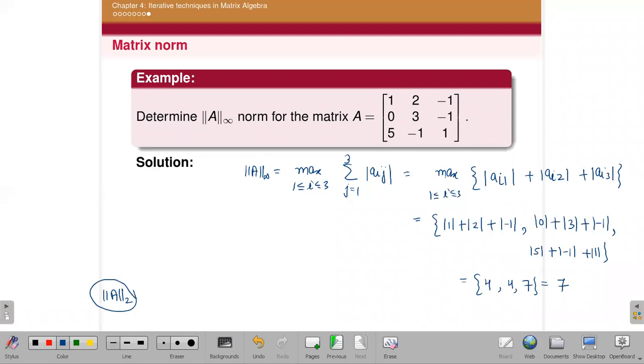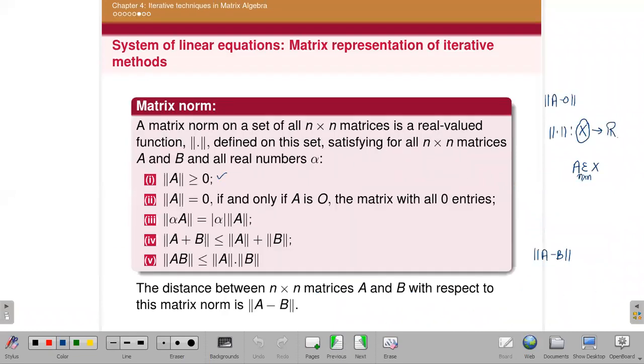A2 norm. Can you go to the last-to-last slide? Yes, this one. Yes, ma'am. Can I go to the next slide also? Yes. Just a minute.